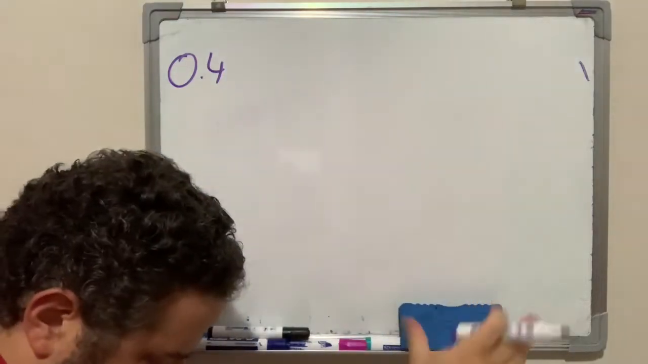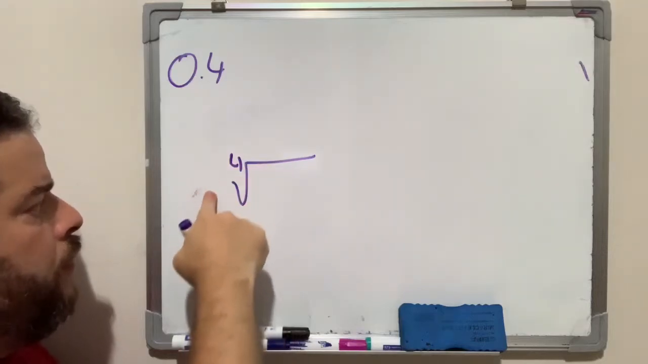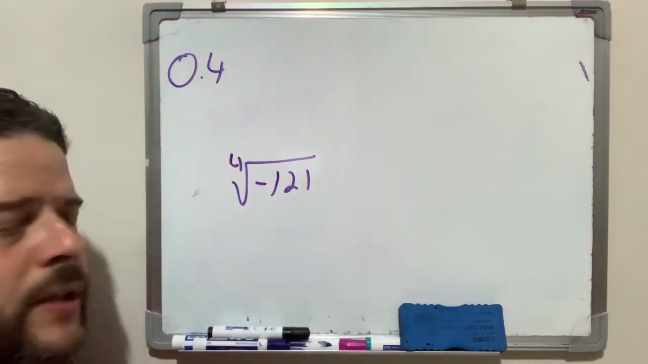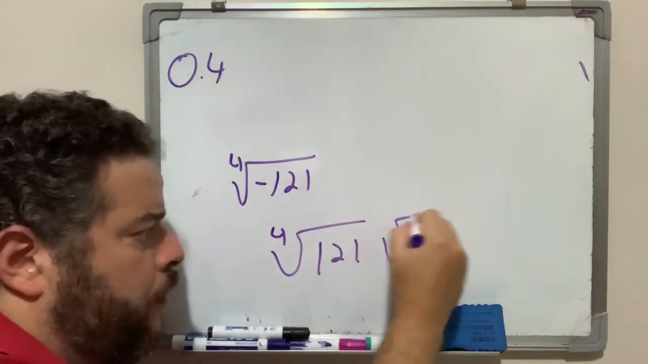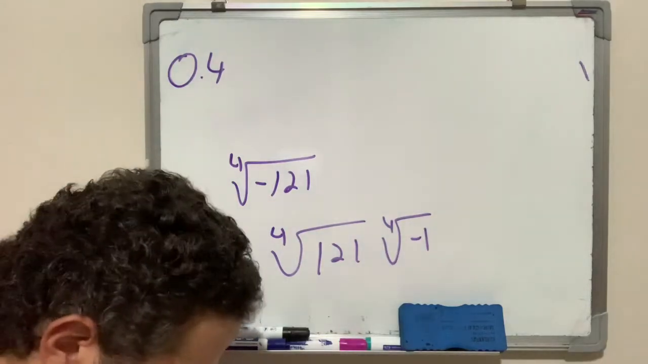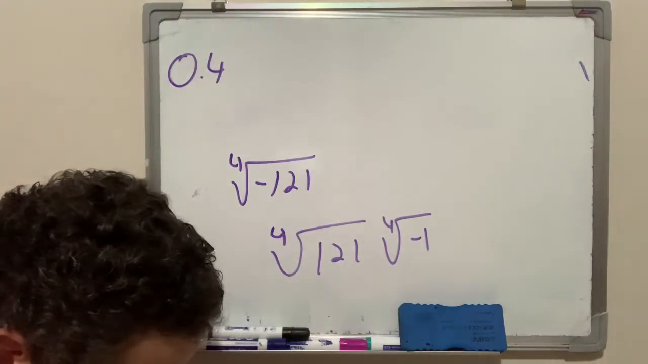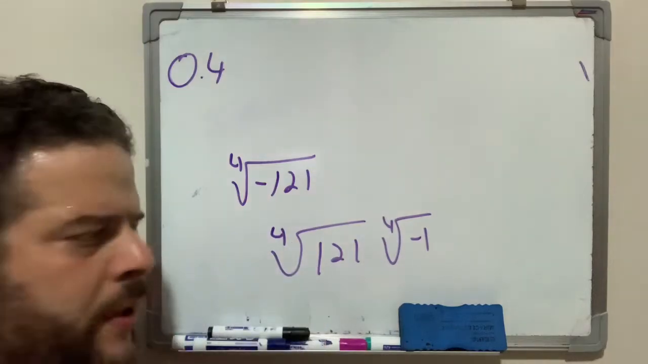Let's go over example C. Now I have the fourth root of negative 121. Remember, you factor out the negative 1, turn it into i, and then you just proceed to work. Or you can just say that it's a negative number, so that's pretty much it.